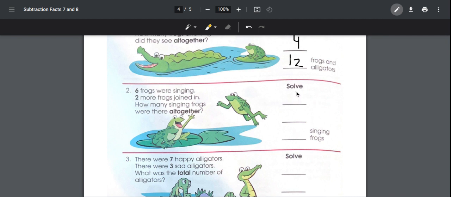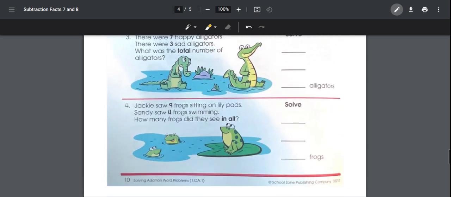Okay, so it says number 2, 6 frogs are singing. So we write 6, and then 2 more frogs join. So we have to add 2. How many singing frogs were there altogether? So we do 6 plus 2. So 6 plus 2 is equal to 8.